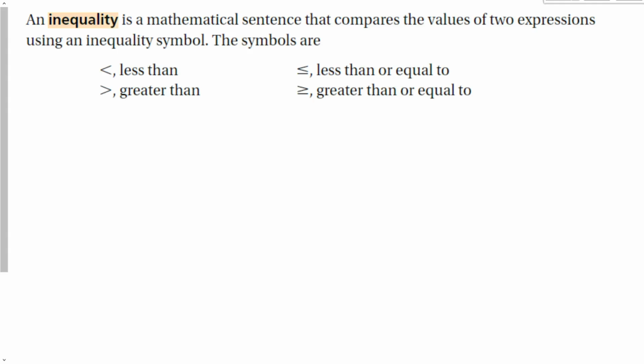An inequality is a mathematical sentence that compares the values of two expressions using an inequality symbol, of which there are these four: less than, greater than, less than or equal to, greater than or equal to. When we're trying to remember which one goes which, we always read left to right, and the arrow points to the smaller side.